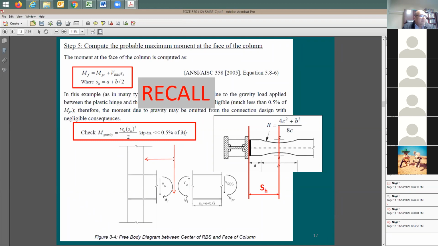Let's give you the moment at the face of the column. This is treated like a moment demand, but it's the moment demand based on the amount of displacement. It's going to be based on the mechanism. This is not the moment demand that you get from the seismic analysis.